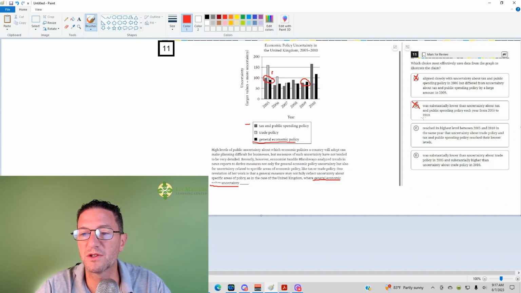Answer choice C. General economic policy uncertainty reached its highest level between 2005 and 2010, in the same year that uncertainty about trade policy and tax and public spending policy reached their lowest levels. So let's see for the highest level of general economic policy. 2005 is pretty high. If I look to the right, it looks like it's actually highest in 2010. And in 2010, I see that tax and public spending policy is higher and trade policy is lower. Let's read that answer choice over again. Reached its highest level between 2005 and 2010, the same year, 2010, that uncertainty about trade policy and tax and public spending policy reached their lowest levels.